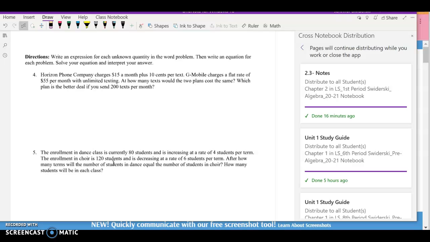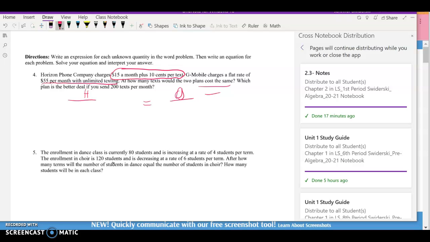So we've got Horizon Phone Company charges $15 a month plus 10 cents per text. G-Mobile charges a flat rate of $55 per month with unlimited texting. At how many texts do the two cost the same? Well, cost the same is my key idea there. Cost the same means at how many months would they be equal? Well, I'm going to put an H up here for Horizon and a G up here for G-Mobile.